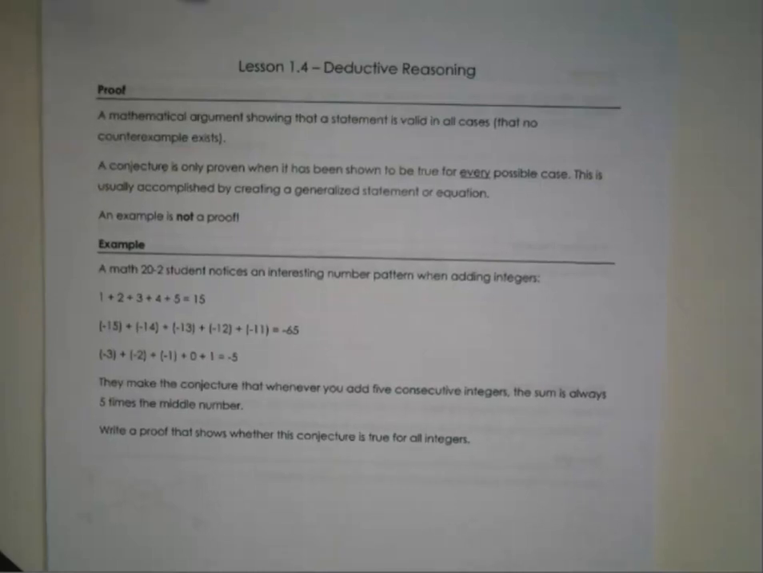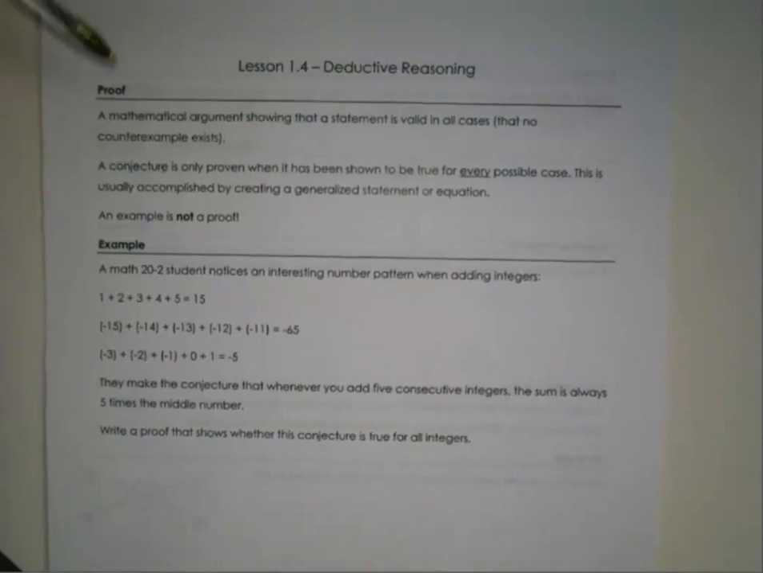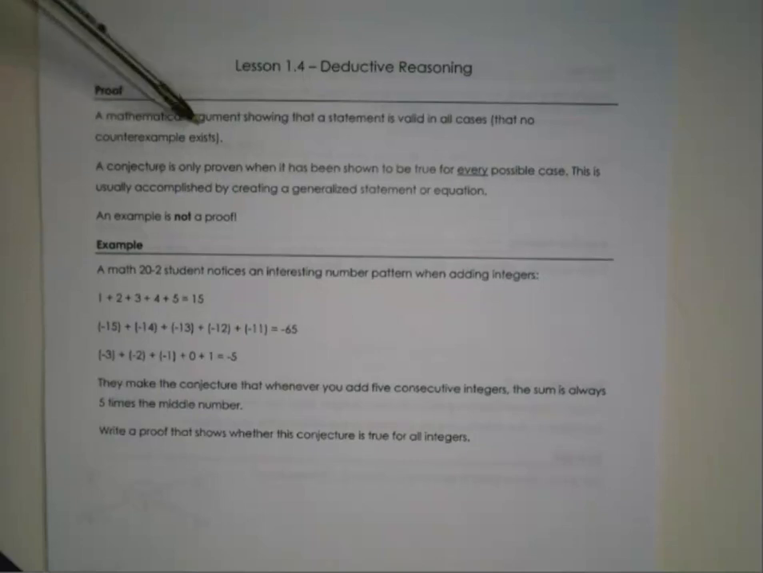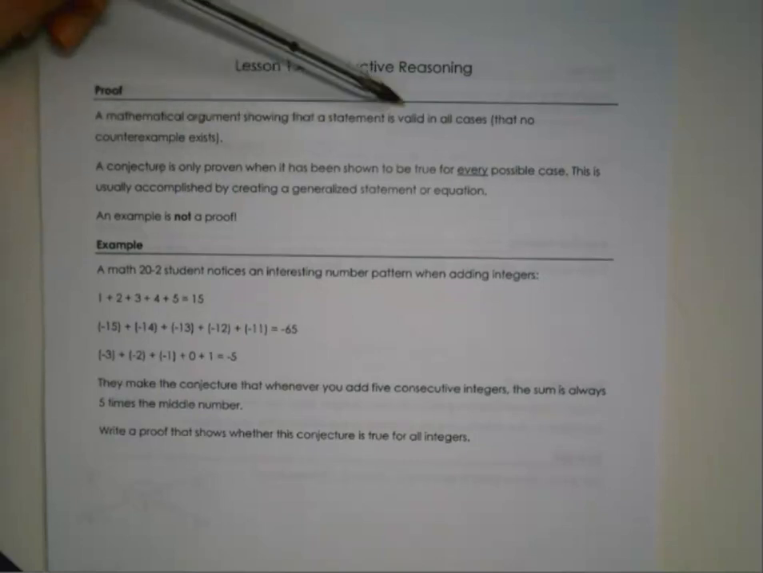Hello 20-2 students. Today we're looking at lesson 1.4, which is deductive reasoning. We're going to start by looking at something called a proof. If you remember in our last lesson, we looked at something called a counterexample, which is an example that proves that a conjecture is not accurate. A proof is a mathematical argument that shows that a statement is valid in all cases.